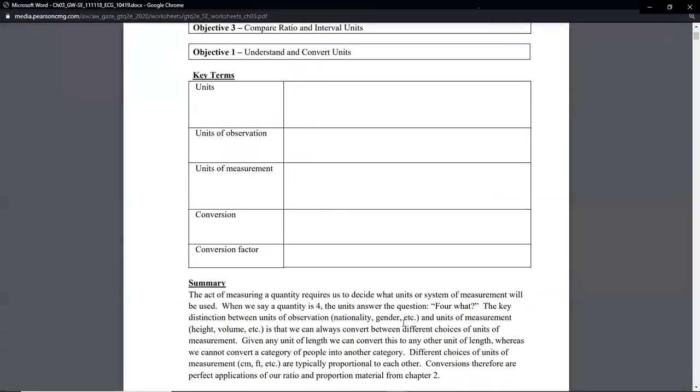Some definitions: unit of observation, unit of measurement. This isn't anything too crazy. These are just the units that pertain to your quality or category. A unit of observation could even be something as simple as nationality. A unit of measurement is generally something that's mathematical: feet, centimeters, miles, years. Conversion is the process of going from one to the other. Conversion factor is the fraction multiplier that we were doing with the blue and red inks.